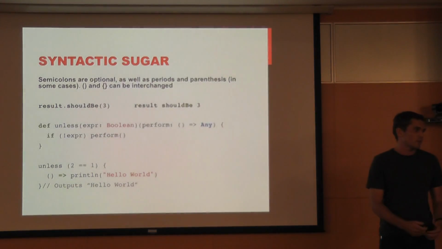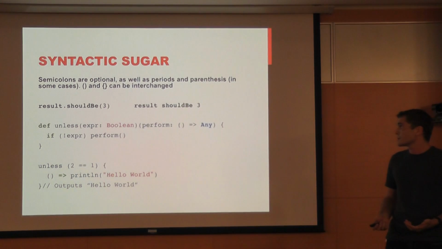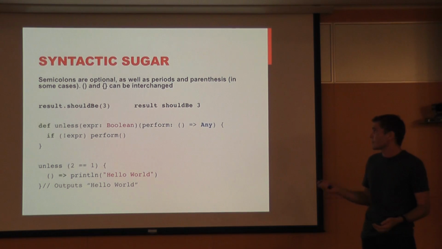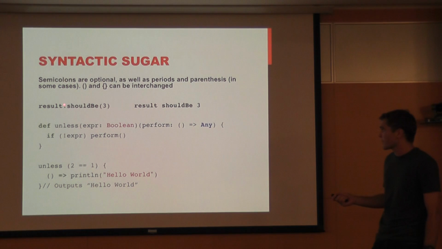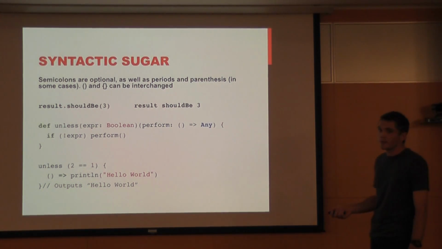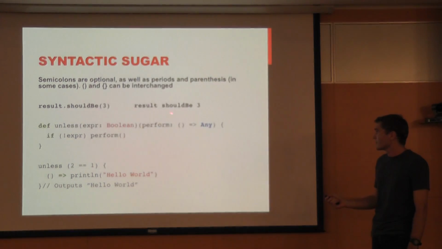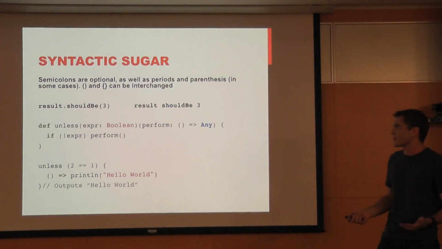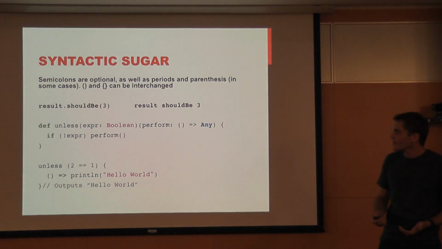So to start with some of the syntactic sugar in the language, we'll just start at the very basics. In Scala, you don't need semicolons, and you can replace these periods and parentheses in a lot of cases. So in Scala, this expression right here and this expression right here semantically are the same. But as you can probably tell, this is kind of a little more obvious. It reads just like an English sentence. Result should be 3. Everyone knows what that's saying about result.